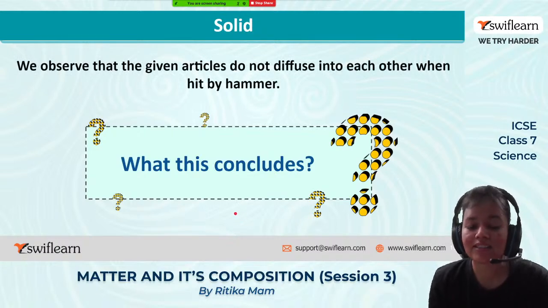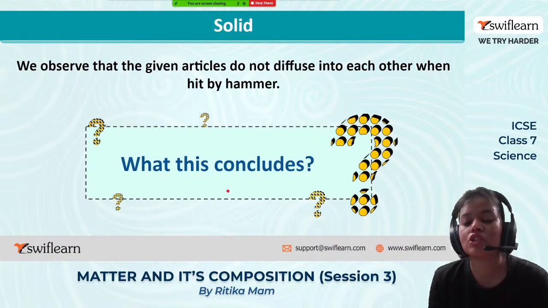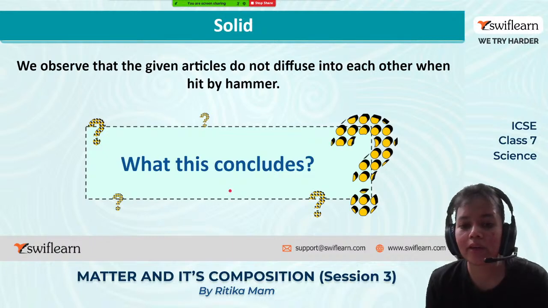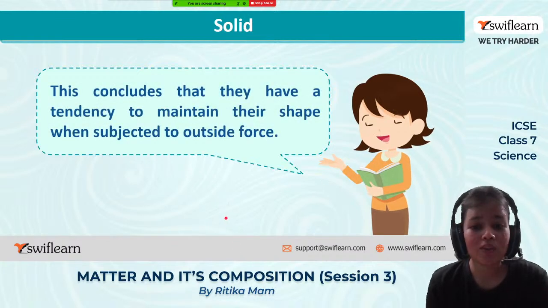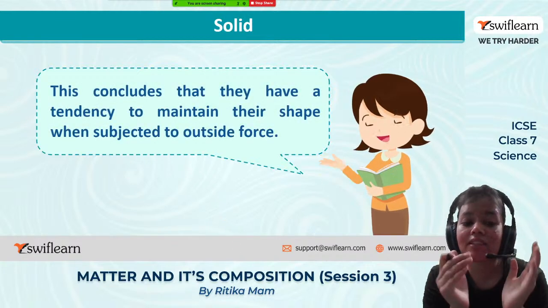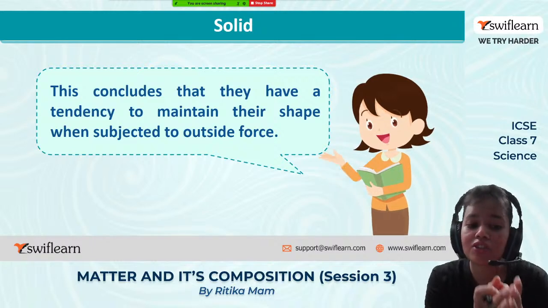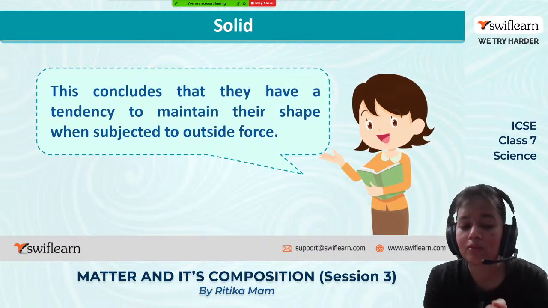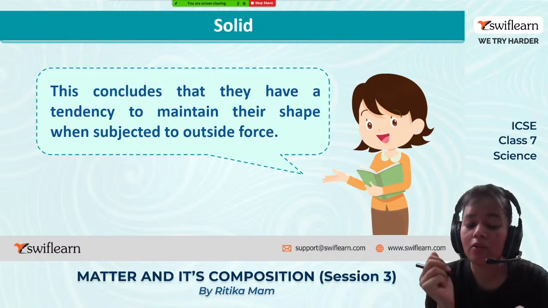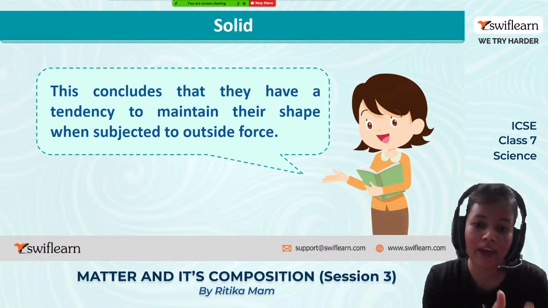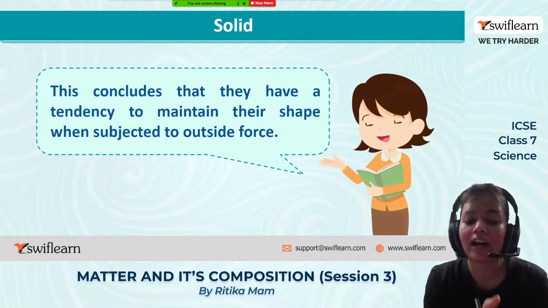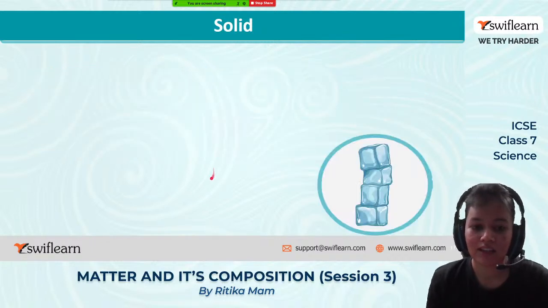Okay, that is, the articles do not diffuse into each other, they do not mix into each other when we hit them with a hammer. Yes, so what does this conclude? This concludes that solids have this tendency to maintain their shape when subjected to outside force. अगर हम outside force apply करते हैं solid पर तो भी उनका जो shape है वो rigid रहता है. It doesn't change easily. Yes?